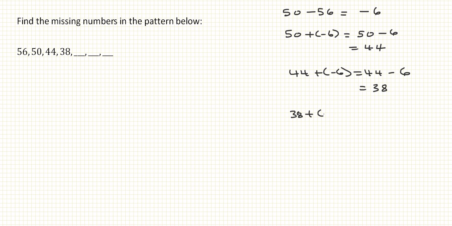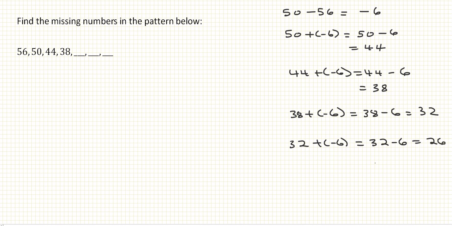38 plus negative 6 is going to give us 38 minus 6, which is 32. 32 plus negative 6 is going to give us 32 minus 6, which is 26. And then 26 plus negative 6 is going to give us 26 minus 6, which is 20. So our missing terms are 32, 26, and 20.